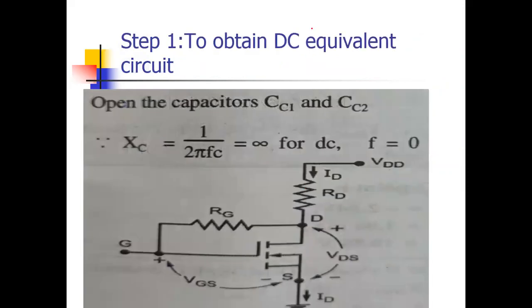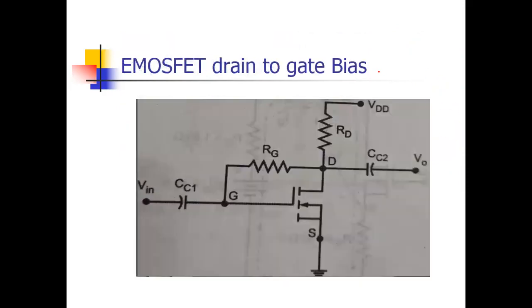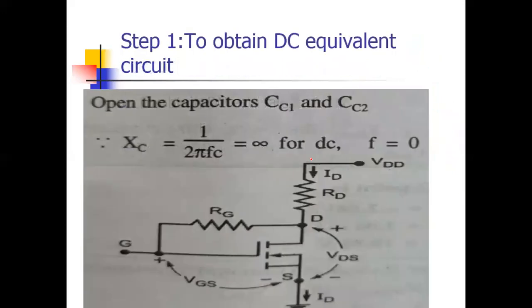Okay, first of all, the DC equivalent circuit. Remember, for the DC equivalent circuit, all the capacitors here should be open circuit. This is the input coupling capacitance, this is the output coupling capacitance. So during DC biasing, all the capacitors will be open circuit, so no AC will be connected here. For the DC biasing circuit, there are only DC supplies, not any AC.